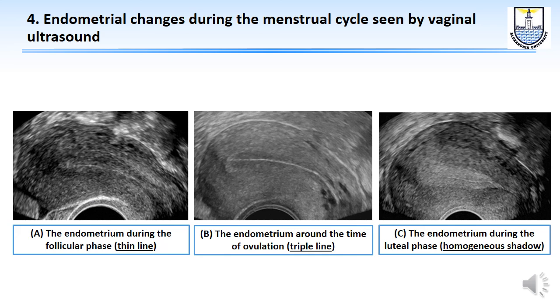The other way of evaluating ovarian function indirectly is to look at the endometrial changes with ultrasound. As you can see in panel A, during the follicular phase the endometrium is thin. Then, around the time of ovulation, the endometrium takes what we call a triple line. After secretion of progesterone, the endometrium becomes a homogeneous shadow.